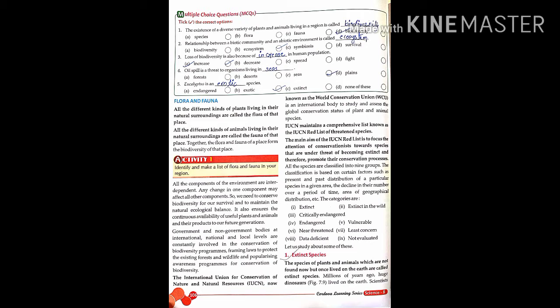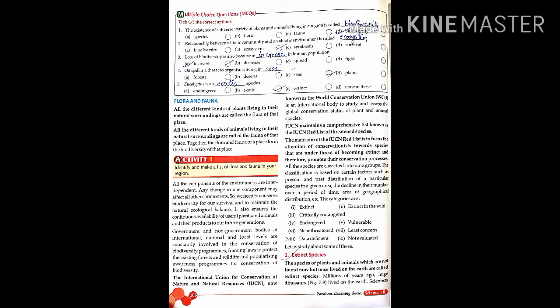The International Union for Conservation of Nature and Natural Resources, IUCN, now called the World Conservation Union, is an international body. It assesses the global status of plants and animals. They make a red list, in which they record how many animals are endangered, which are left, which have become extinct, and which are about to become extinct. They make that type of list. So one by one we are going to start in detail.